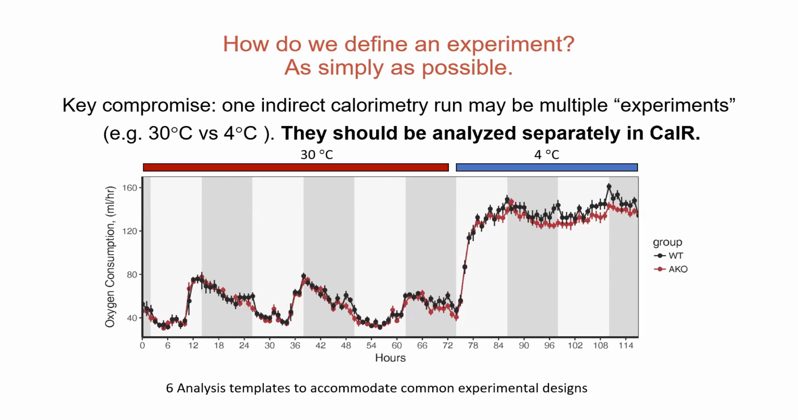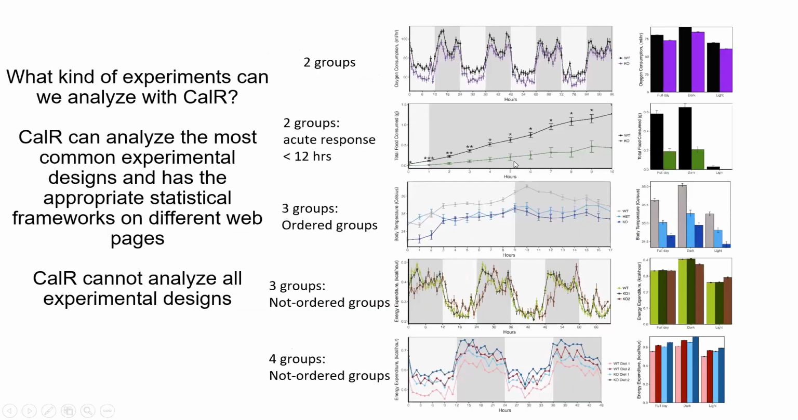You can talk to a statistician, and if you want to see whether or not mice at 30 degrees and mice at 4 degrees are different, by all means, do that. CalR simply doesn't handle that kind of a problem. So we have a bunch of templates for most of the common experiments. That is to say, a lot of the experiments that we run commonly in our core at Harvard and our colleagues and our collaborators run, those are the experiments that we can analyze.